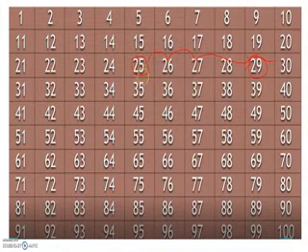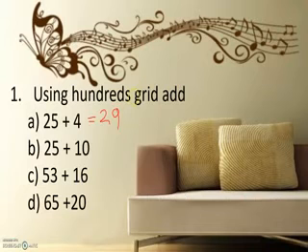25 is here, and we have to move 10. To move 10, we have to move downwards. 10 means 1 ten. So we have to move downward 1 time. 1 ten. So our answer is 35. Now let's see the next question.